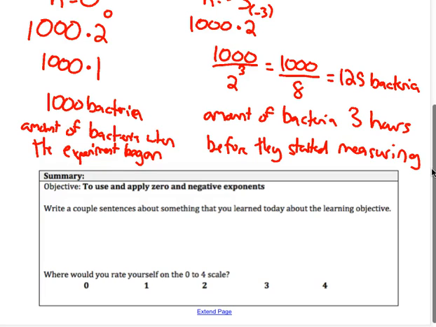And then I want you to think, where would you be on a 0 to 4 scale? Now 0 is, I still feel like I have no grasp of this. 1 or 2 is, I think I'm along the way. 3 is going to mean, hey, I think I'm where I need to be. 4 means you think you could do even more. If you could go above and beyond my expectation, that would be a 4. So take a moment, write your summary, reflect on where you are on that learning scale, all right? And then you are done with your notes, and thank you for joining.